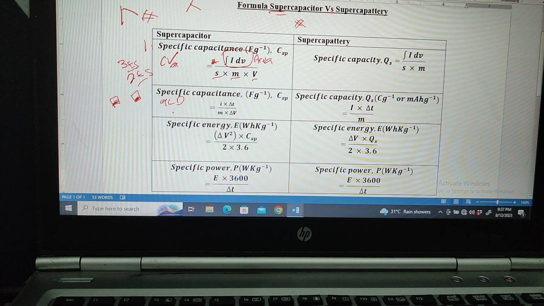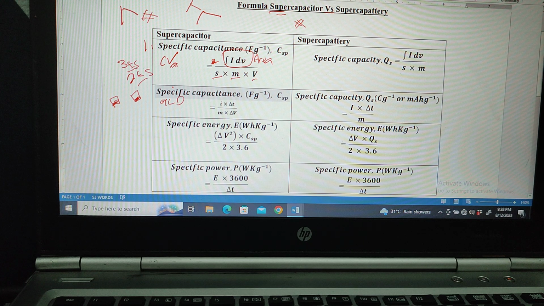GCD mimics the real application of the battery or supercapacitor, because you can see the process of charging and discharging. That's the whole point of the GCD. From GCD, the important thing you can get is the discharging time.